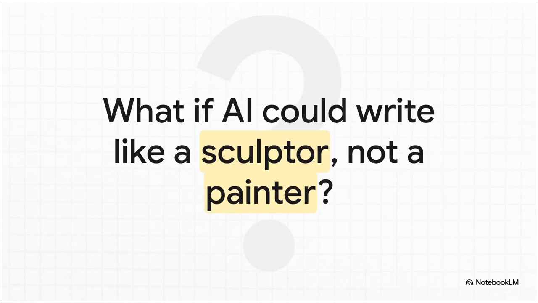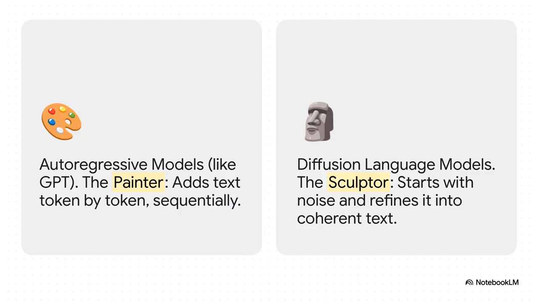For years, right, AI has basically been a painter. It adds one word at a time, like a single brushstroke, to build a sentence. But what if it could be a sculptor instead? Imagine starting with just a block of random, staticky noise, and then chiseling it down until a perfect, coherent sentence just emerges. And that right there, that's the setup for the two big ideas competing in text generation today.